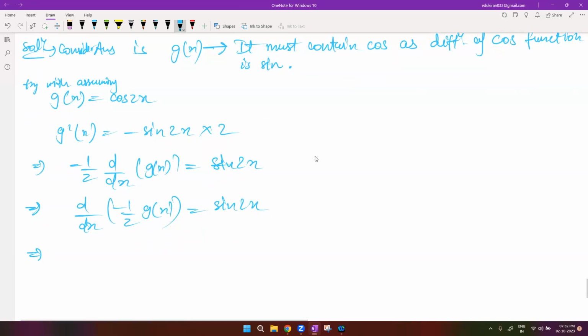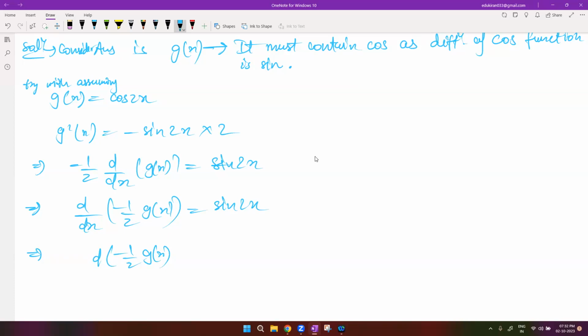We can actually reach our answer from here only. How? I can also divide this by dx. If I want to convert this expression into integration, I can write this as d minus half gx. So in d by dx, I can take dx to the right hand side.